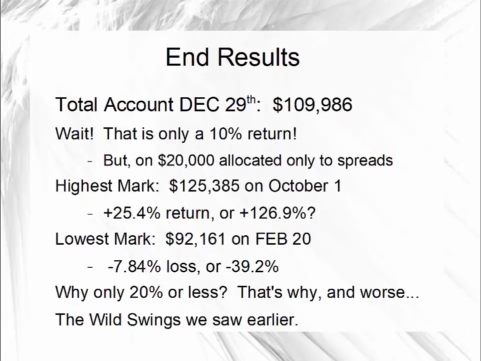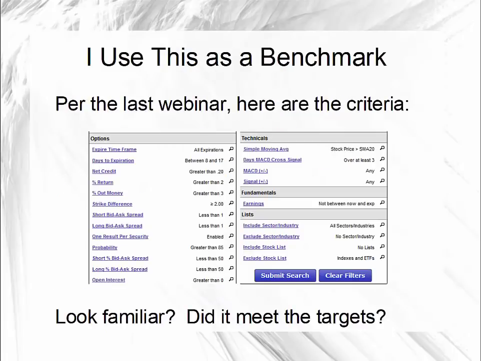It's going to be much harder to get back to $100,000. That's why in spread trades, we typically do not want to look at more than maybe 15% of our total portfolio, 20% of our total portfolio allocated to spread positions. I use this as a benchmark because we actually discussed this last year, at the beginning of 2018.